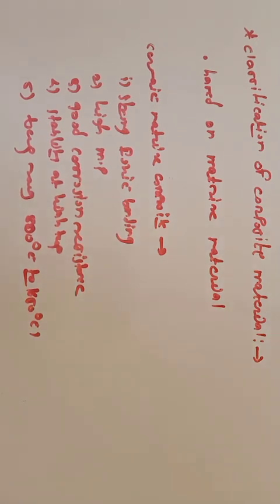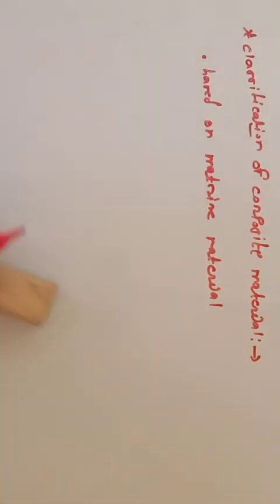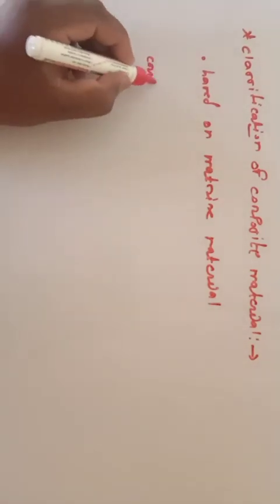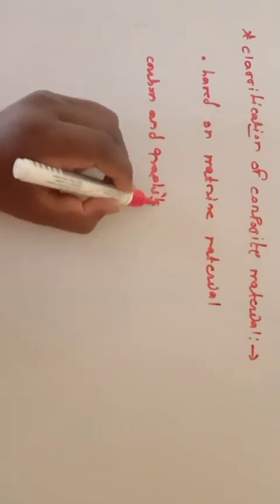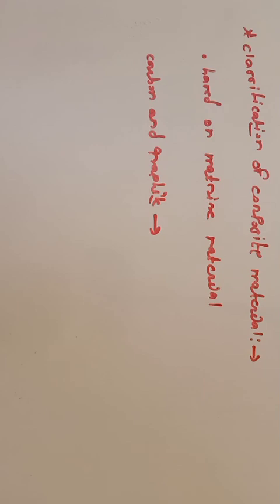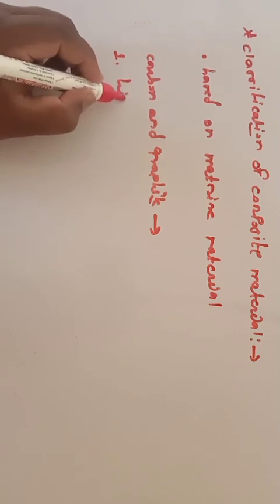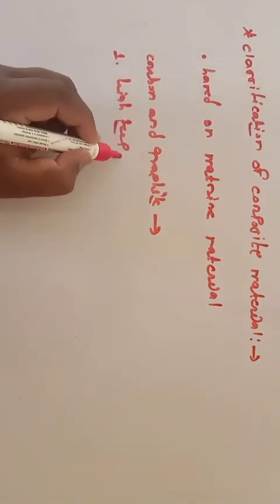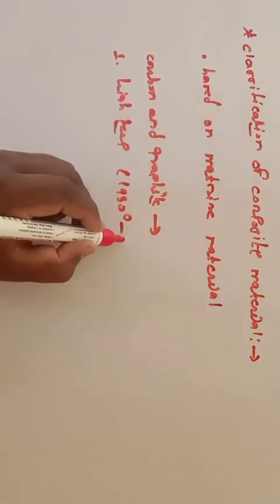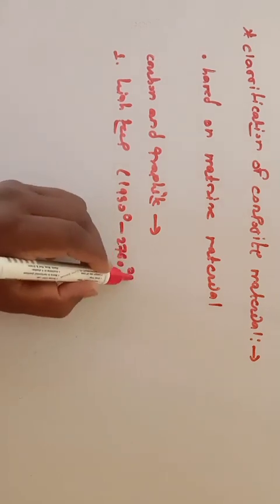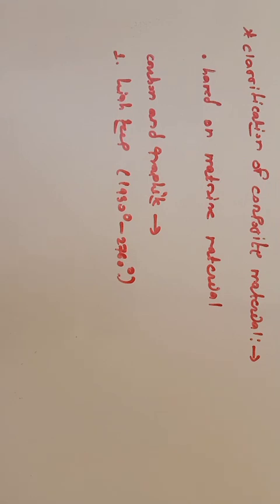And the last one is carbon and graphite matrix composites. They will stand at extremely high temperature. These carbon and graphites are used at extremely high temperature, that is from 1930 degrees Celsius to 760 degrees Celsius. So they have a high temperature range as compared to other matrix composites.